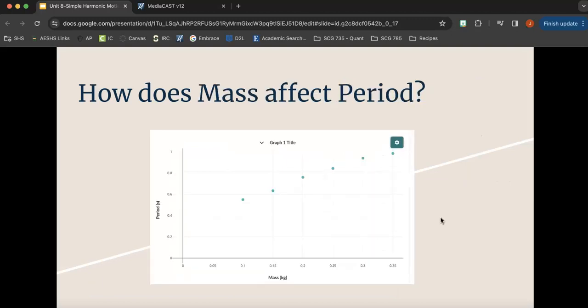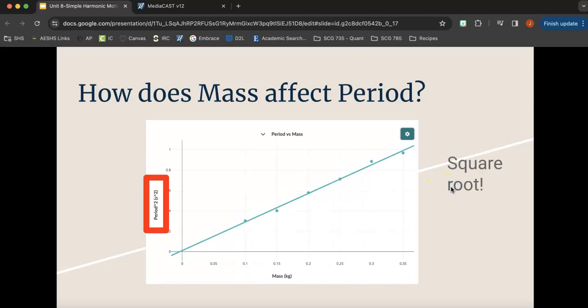How does mass affect period? If we look at this graph, you can see at the very end there's some flattening happening, which indicates a shape where the end becomes a little bit more flat, which is a square root. So how do we linearize a square root? We need to square the y. So we're going to square our period and graph it versus mass. And if we do that, we do get a line.